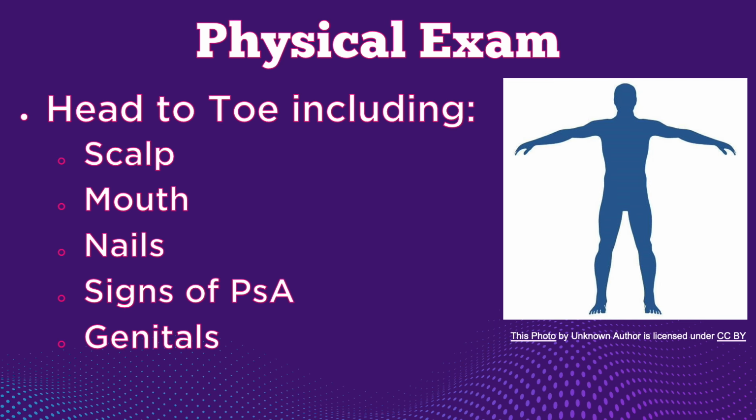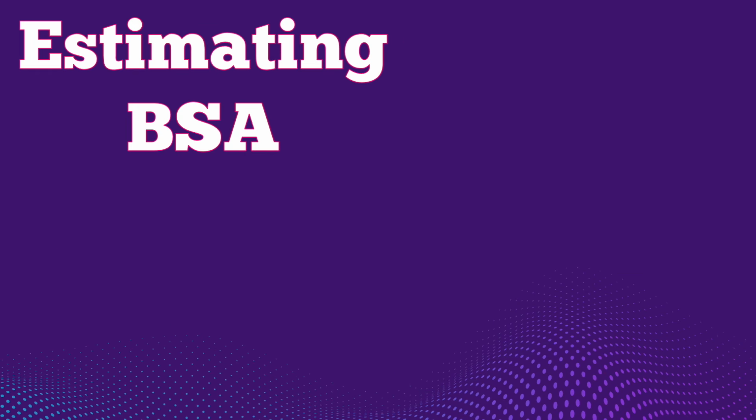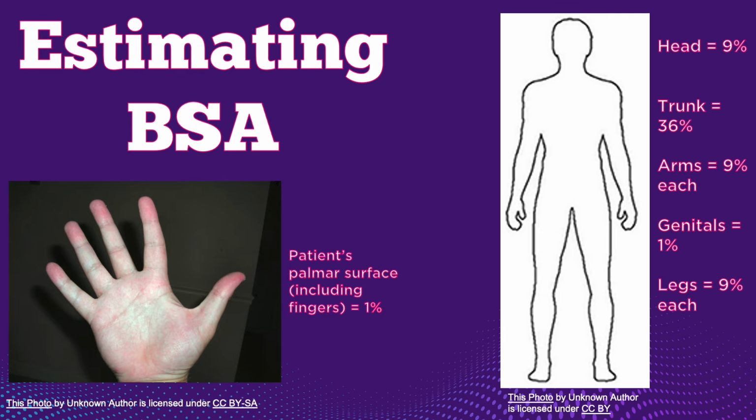After you've looked everywhere, take note of the patient's affected surface area, using a couple of tools to estimate this. 1. The palmar surface of the patient's hand, including their fingers, is roughly 1% surface area for them. Or 2. The rule of 9s used for burn patients.